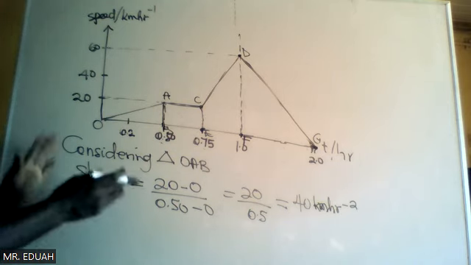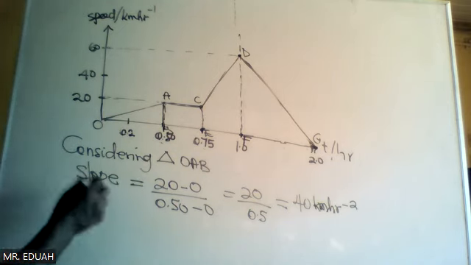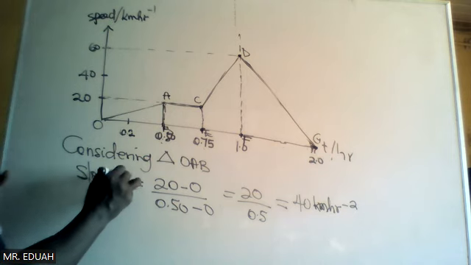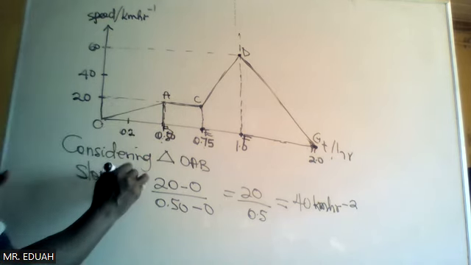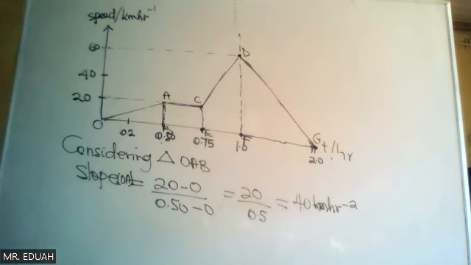So this is the slope OA. Let's look for the other slope and compare. Then we can find the maximum acceleration. Go over the slope OAB first. Please go over the slope OAB part.